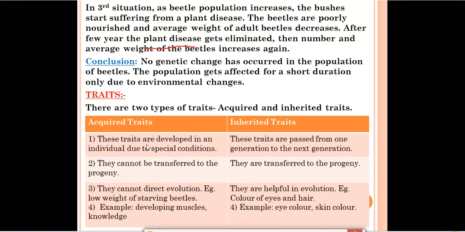But the next trait, that is inherited trait, what happens? Inherited means the traits which we get from the parents. For example, eye color, skin color, etc. These are passed from the parents to their offspring.